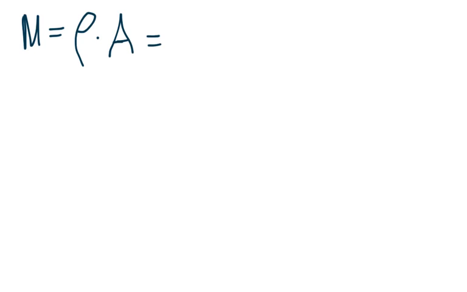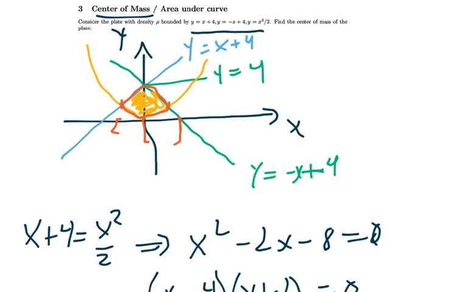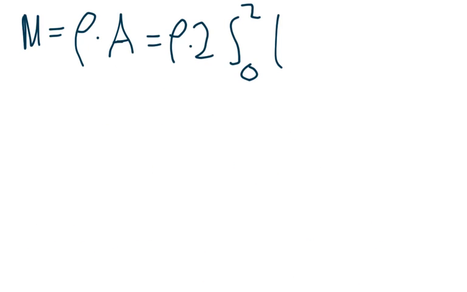So I'm going to say this is the integral. Whoops, we have rho times 2, integral from 0 to 2. And then I have the upper curve minus the lower curve. Now in this case, my upper curve is minus x plus 4, and my lower curve is x squared over 2. So I have minus x plus 4 minus x squared over 2.